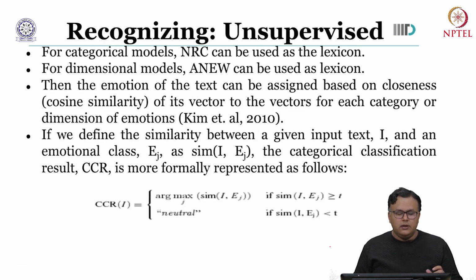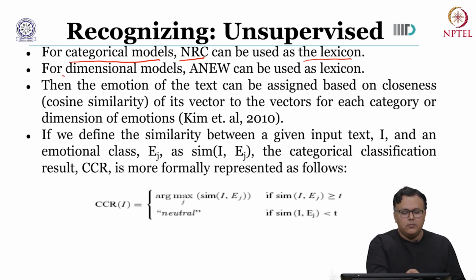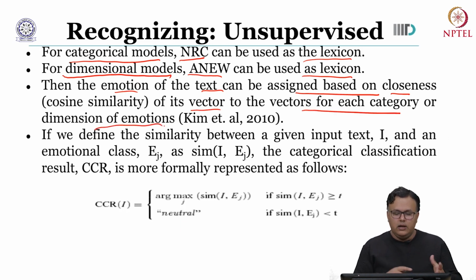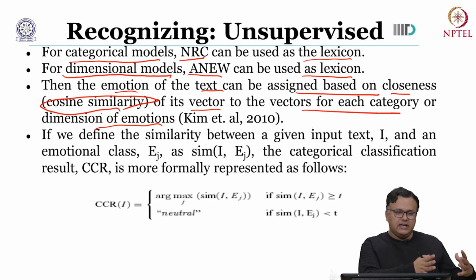Now, typically for categorical models, NRC data is used as the lexicon. When we are talking about the continuous dimension, the ANEW is used as a lexicon. Further, friends, the emotion of the text can be assigned based on the closeness, cosine similarity, of the vectors to the vectors for each category. So this is one way. You are saying, well, I have a representation for the text. Now I am going to use the cosine similarity distance metric, and I am going to assign the category or dimension.